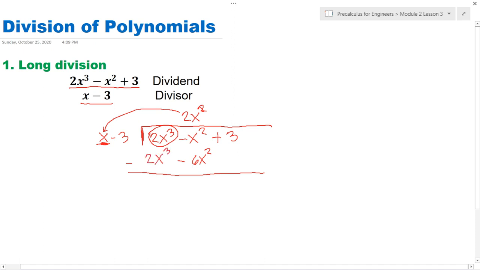As you can see, if the same number minus the same number, this would be equal to 0. How about this? Negative x squared minus negative 6x squared. Mag-change to siya. Kasi diba, yan yung rule ng pag-add mo ng mga negative numbers, or pag-subtract mo ng negative numbers. So, change the sign. And also, the sign here will be changed. So, you have negative x squared plus positive 6x squared. The result would be positive 5x squared. Then, bring down positive 3. So, plus 3.